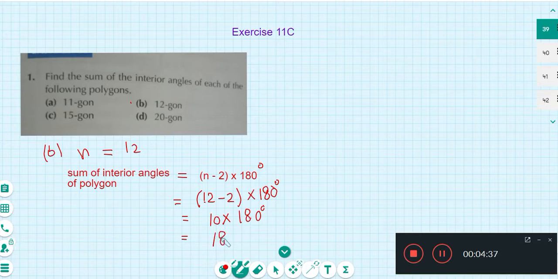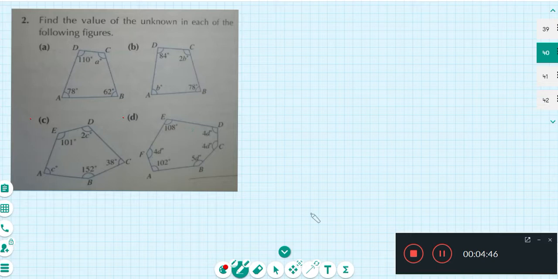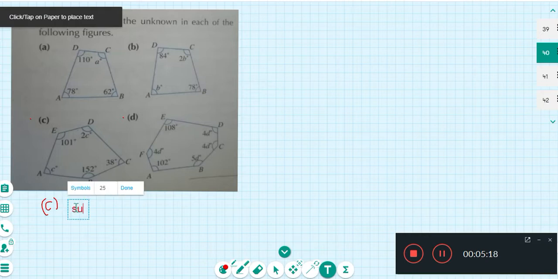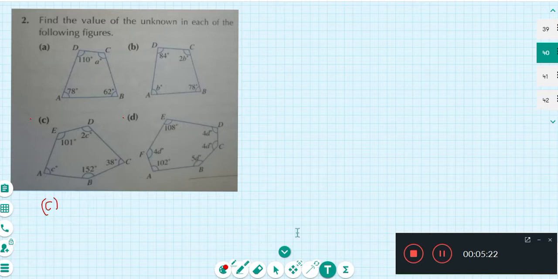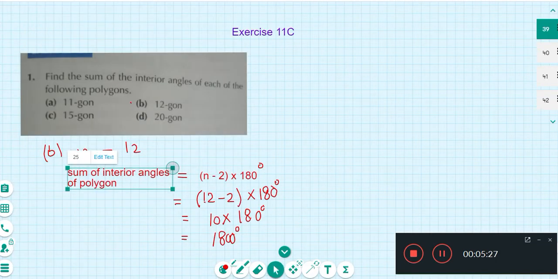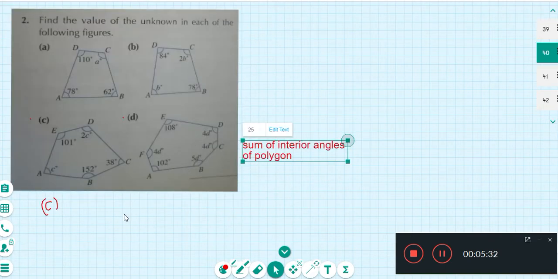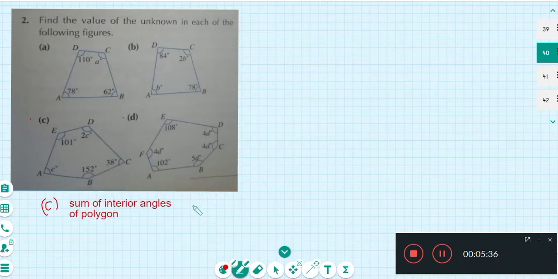So writing the formula first, sum of interior angles of polygon will be equal to n minus 2 into 180 degrees. So at left hand side we will add all of these angles. The first angle is C plus 101 plus 2C plus 38 plus 152. So this is actually the sum of the 1 2 3 4 5 sided polygon. So it means the value n will be 5. So I'm writing here n minus 2 means 5 minus 2, because this polygon has 5 sides. Multiply 180.